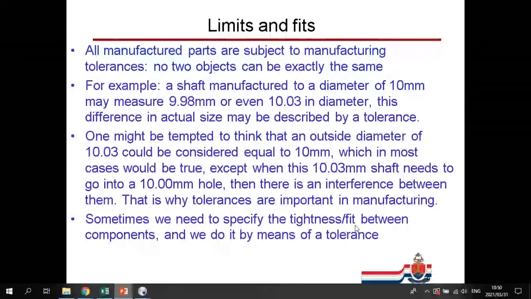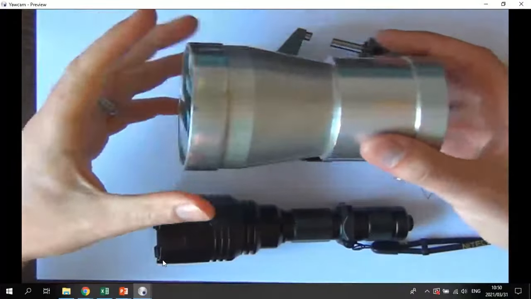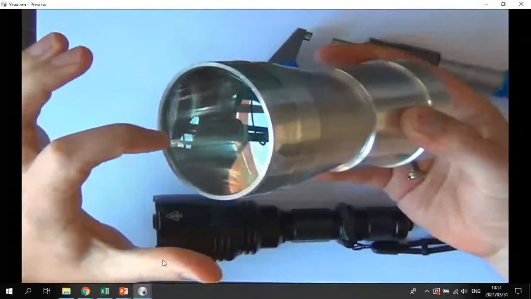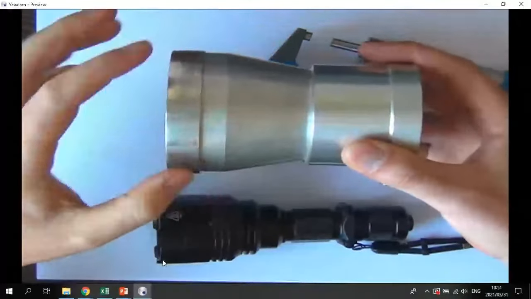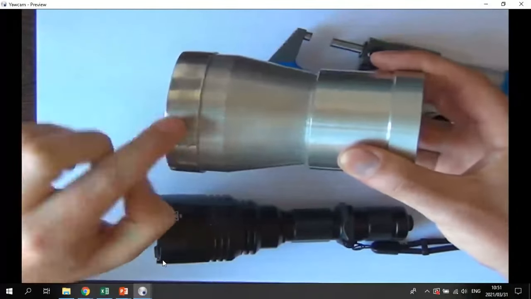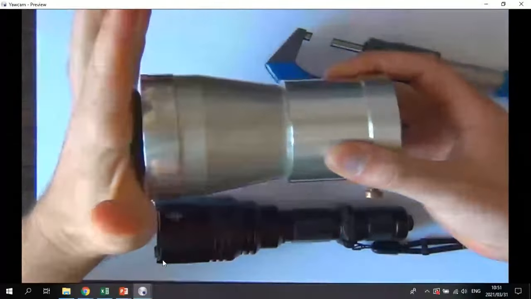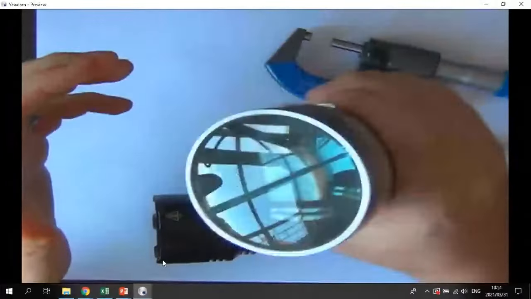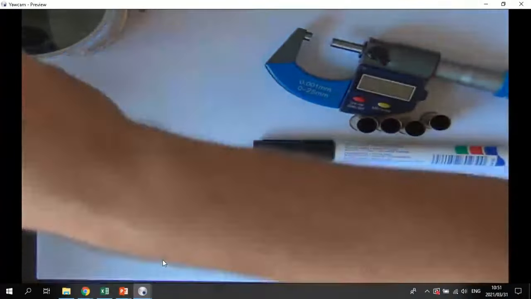And sometimes we need to specify the tightness between components, and we do that by means of a tolerance. At the front of this reflector of mine, this shiny ring that holds the optical element in place is actually pressed over the rest of the body. So I specified that this ring must be slightly smaller than the outside of the body, so that I have to physically squeeze them together, and then the friction will cause everything to stay in one place so it doesn't rattle when you shake it.